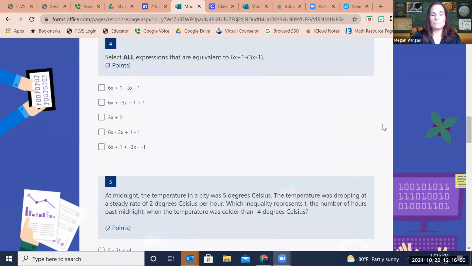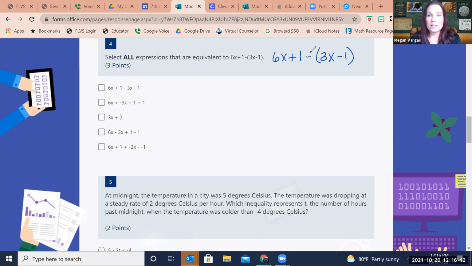All right. This is one of the trickiest ones on the whole entire assignment, so I'm glad you're doing it with me. We've got 6x plus 1 minus 3x minus 1. Listen to this next thing that I'm going to say very carefully. When you see a minus sign in front of parentheses, it means that you are subtracting that whole thing. It means that you're going to do minus 3x, but you're also doing minus 1.